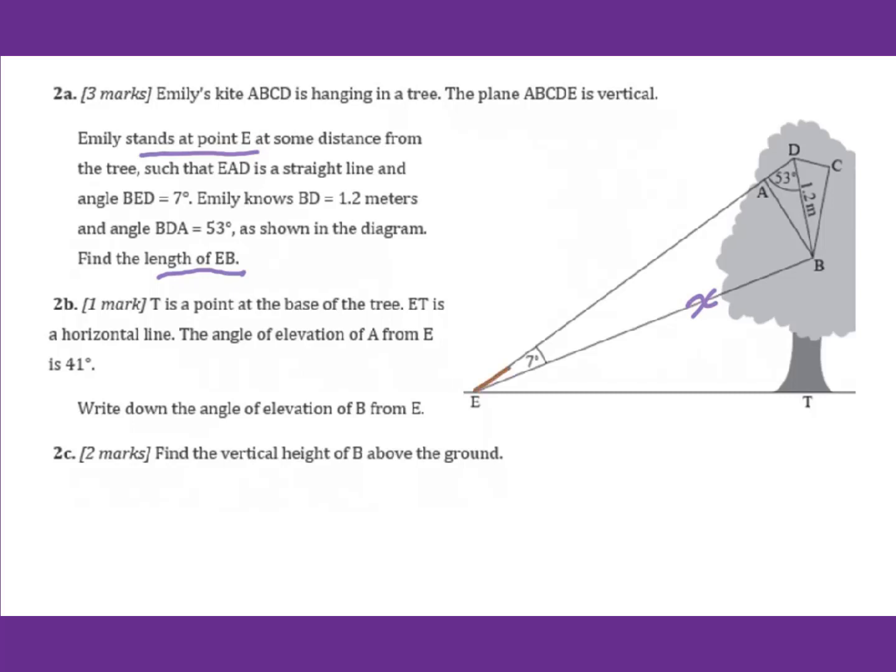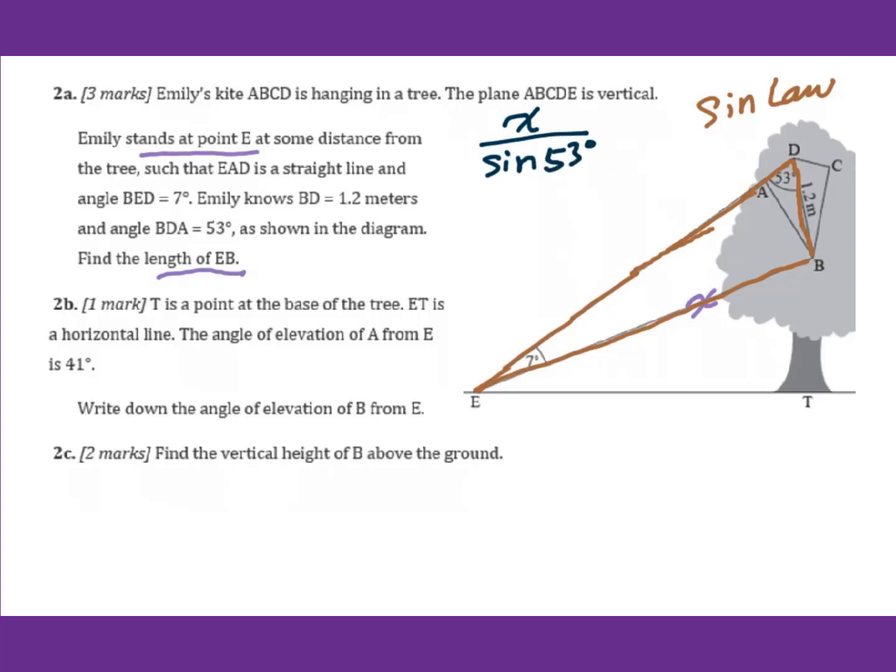For the triangle EDB, you are given two angles and one side, that's why you have to use the sine law. Whenever you are given two angles, you have to use the sine law to figure out the length. So we get x over sine 53 degrees equals 1.2 over sine 7 degrees. So we cross multiply. Your x equals 1.2 sine 53 degrees over sine 7 degrees. We'll get 7.86.